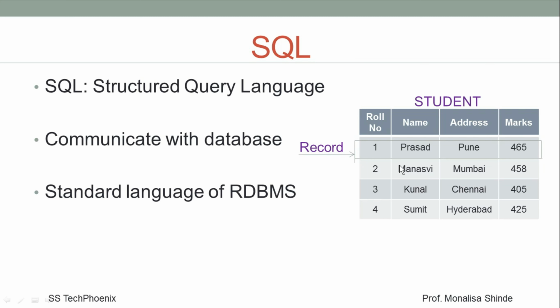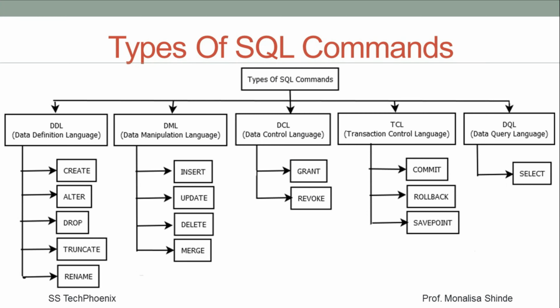Also, other than that, with the help of SQL, we can assign various priorities or permissions to the users. We can also track the transactions happening in the database system. For that, we have to use SQL commands. So let's see what are the types of SQL commands. This is the classification of SQL commands. There are 5 types in which they are categorized: DDL, DML, DCL, TCL and DQL.